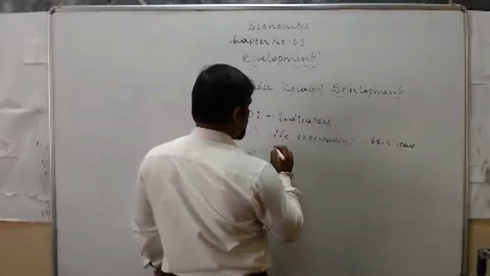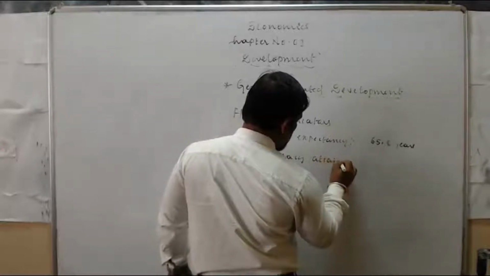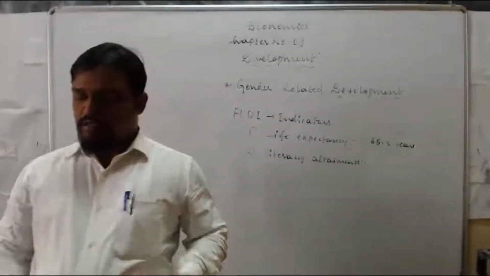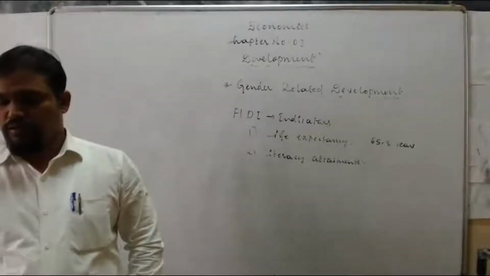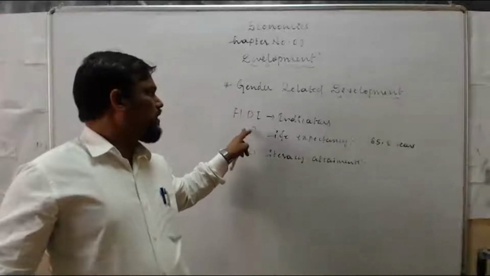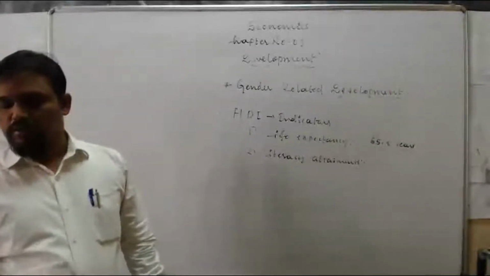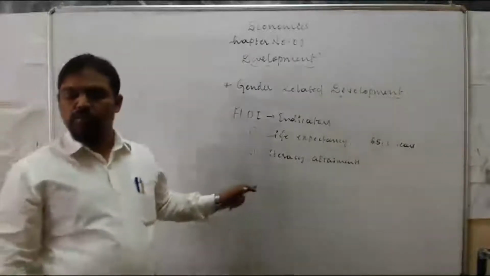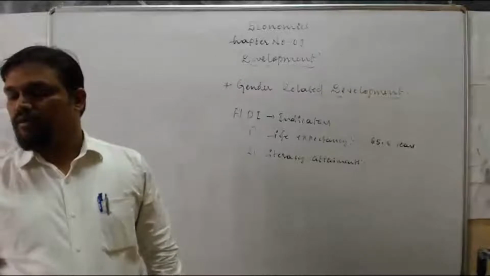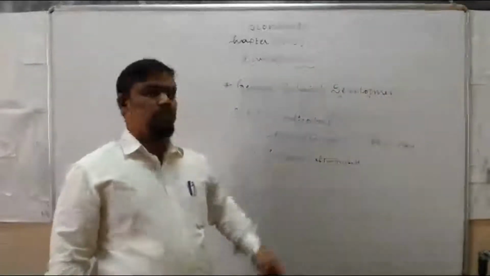Second indicator, that is literacy attainment. Literacy attainment can be measured on the basis of two factors. First one, the average period of schooling completed by individuals above 25 years, and the expected period of school education that children of 5 years might receive in their lifetime. On the basis of these two factors, literacy attainment can be measured.